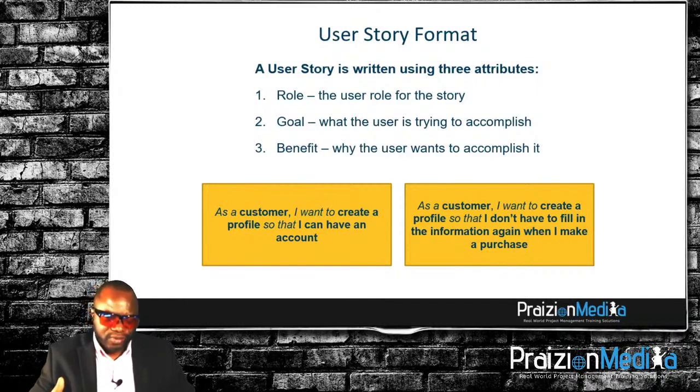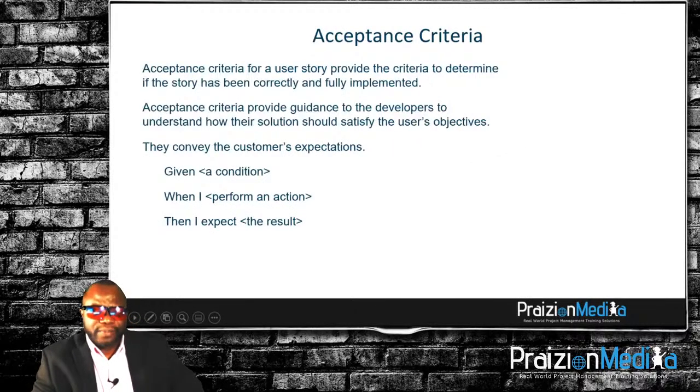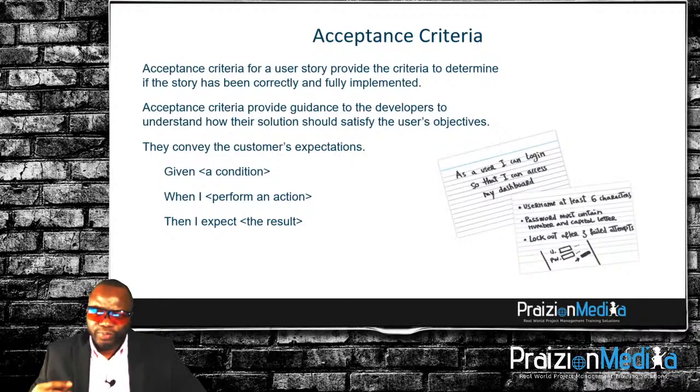Well, that's value. You see, so we always write it from the role, goal, benefit perspective and want to understand what it will do for the customer. In closing, at the back of the card, we put in the acceptance criteria, and we can use the Gherkin format, the given, when, then.